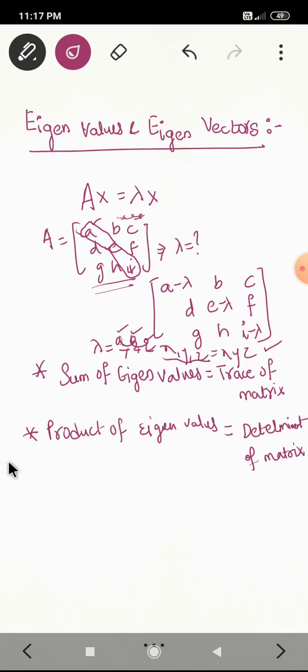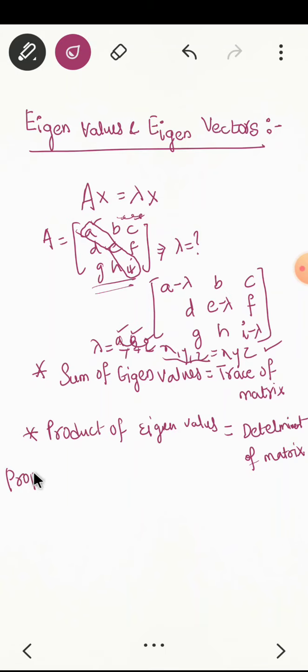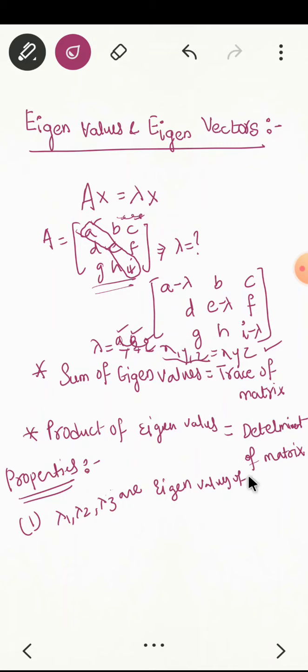Okay, you have to remember several properties of eigenvalues, that is very important. The first property: if lambda 1, lambda 2, lambda 3 and so on are the eigenvalues of matrix A, then to find the eigenvalues of A inverse, there is no need to compute anything. The eigenvalues of A inverse are 1 by lambda 1, 1 by lambda 2, 1 by lambda 3. That is the property you have to remember.